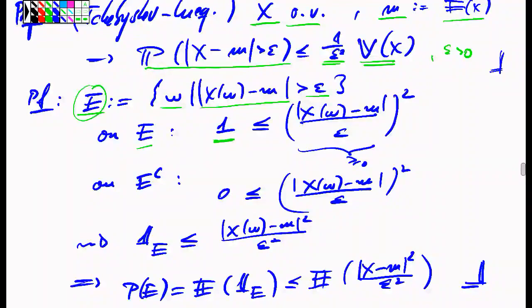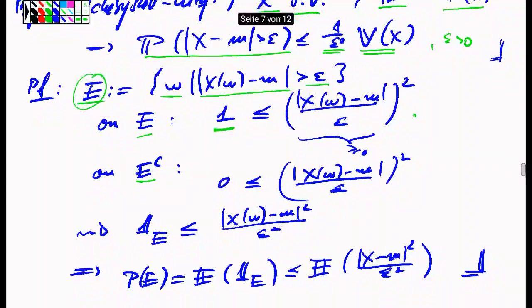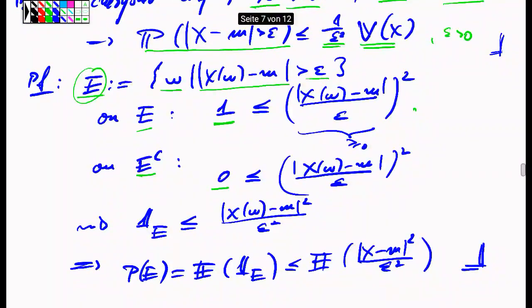the difference between the realization of the random variable x at such an omega and the mean value is greater than epsilon, so therefore the ratio is greater than 1, and therefore the square of this ratio is also greater or equal to 1, which allows us to say that the indicator function 1 on E is dominated from above by this function on the right-hand side. In the complement of E, the indicator function assumes the value 0, which trivially is bounded from above by this non-negative number on the right-hand side.